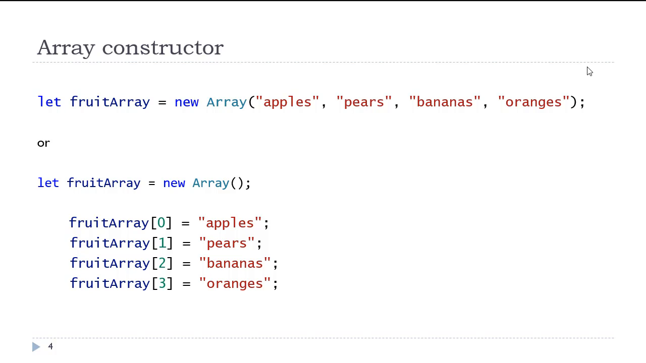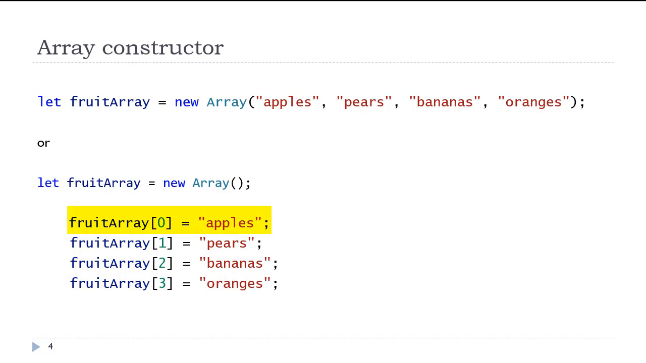Now, this is fine if you only have a couple of items and they are 1 or 2 words. However, in most cases, you will have more than 4 items. You might want to use the longer syntax. So here I will create my array first, and I will populate it next. The first statement creates this array called fruit array. And then I populate each element.